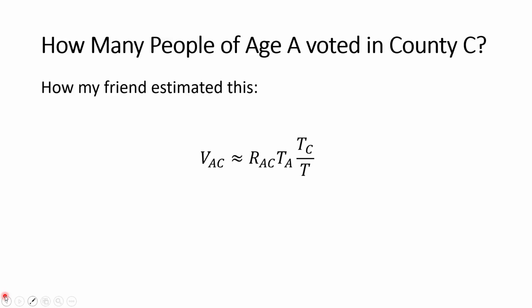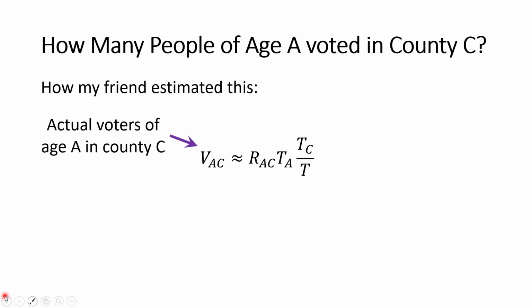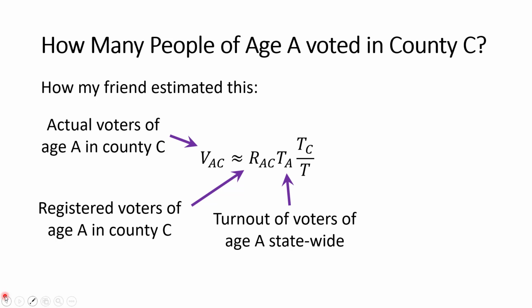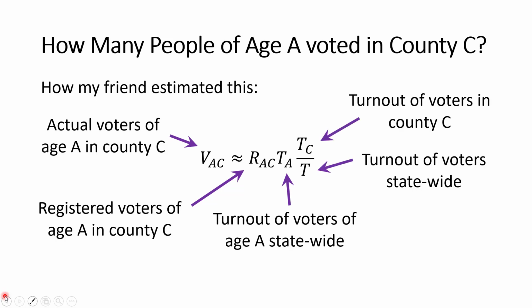The first question to ask is, what's the mathematical formula for my friend's method? So what he said was, if you look at the number of actual voters of age A in County C, you can calculate that based on the number of registered voters of that age in that county times the turnout of the voters of that age statewide, and then correct it based on the ratio of the turnout for the voters in the county to the turnout of voters statewide. And this T_C and T are for all ages, not for that specific age. So that's how my friend's estimate works.